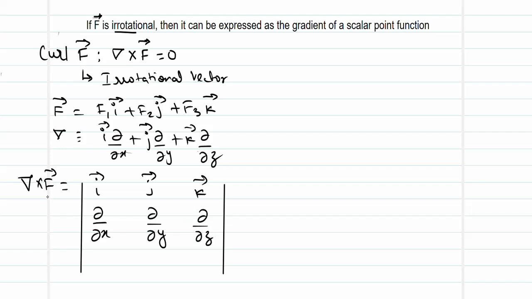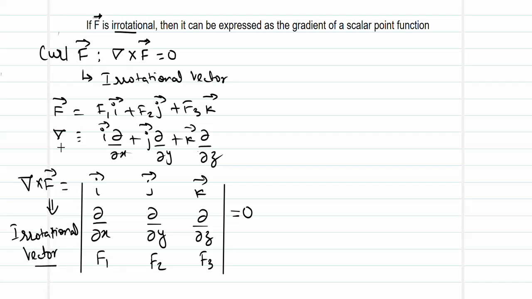And now coming to the second row, f. This f vector has f1 i, f2 j, f3 k. The i component is f1, the j component is f2, and the k component is f3. If I compute this 3 cross 3 determinant and find that it turns out to be 0, then you call this vector f an irrotational vector.